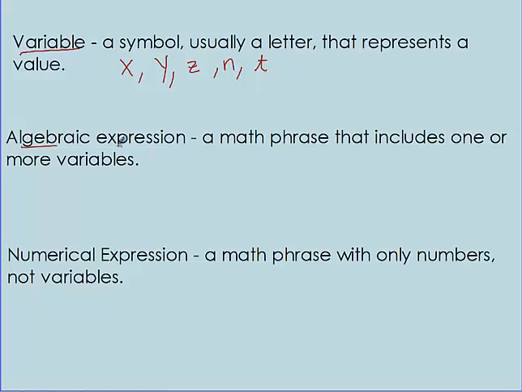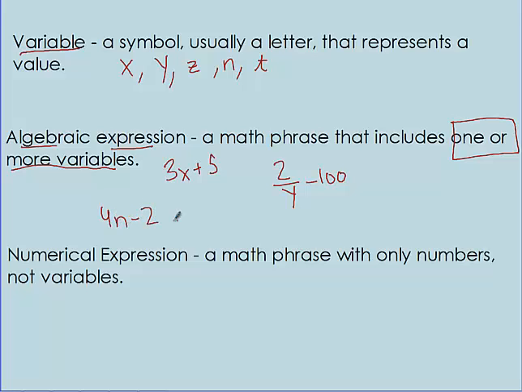An algebraic expression is a math phrase that includes one or more variables. So it must include one or more variables. If it doesn't have one or more variables, it's not an algebraic expression. So for example, 3x plus 5. This is algebraic because it has an x in there. That's a variable. Let's go with 2 divided by y minus 100. This will be algebraic because there is a y, and that's a variable. We can have more than one. So 4n minus 2s. These have an n and an s variable, so this is an algebraic expression.